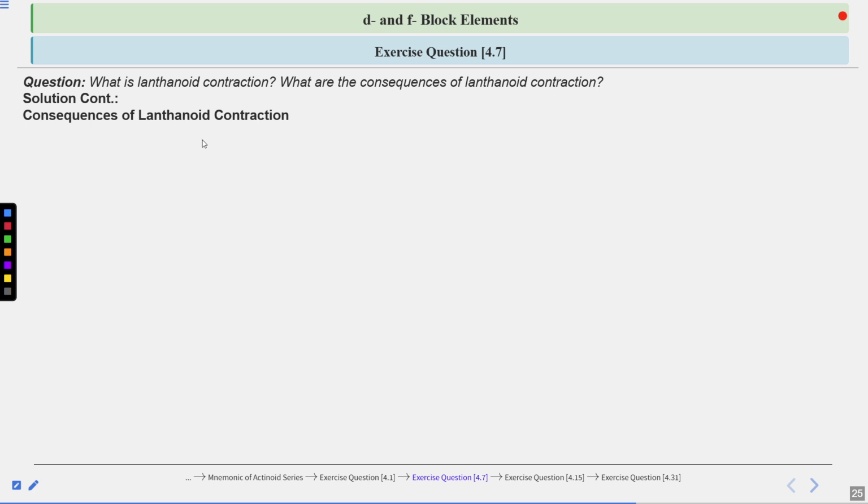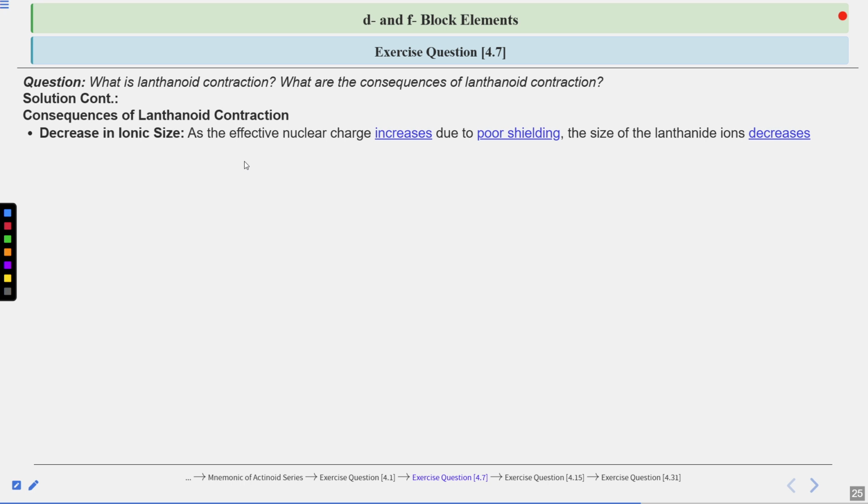Now, what are the consequences of lanthanoid contraction? The first consequence is the decrease in ionic size. As the effective nuclear charge increases, and poor shielding is already present for the f orbital, the size of the lanthanide ion is going to decrease, because the outermost electron and the incoming electron experience a strong nuclear charge, due to which the lanthanoid ion size decreases.